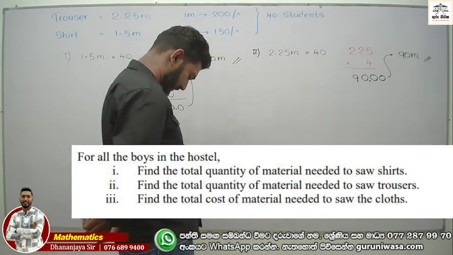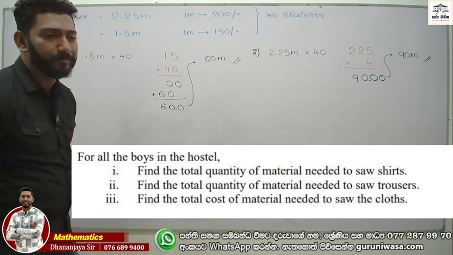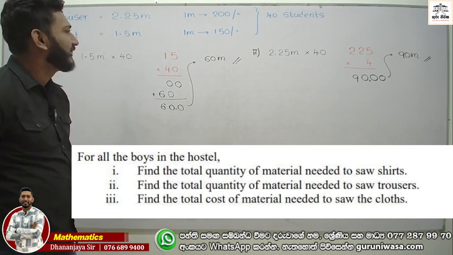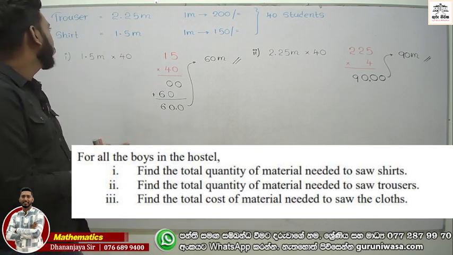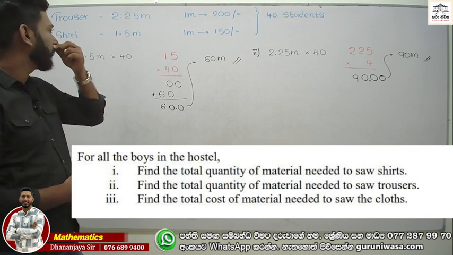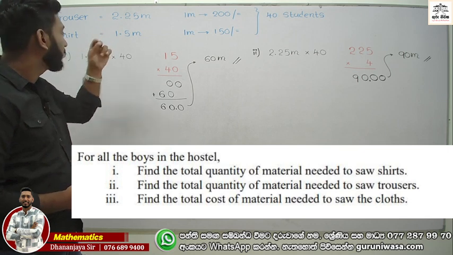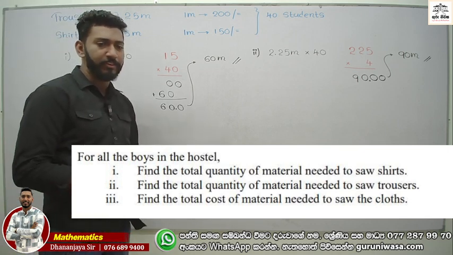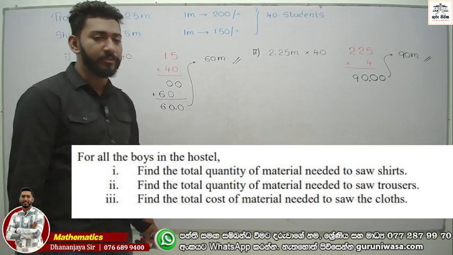What is the answer? How to find the answer for that? There are 60 meters needed for the shirts and 90 meters needed for the trousers. Now find the total cost of the material needed to sew the clothes.